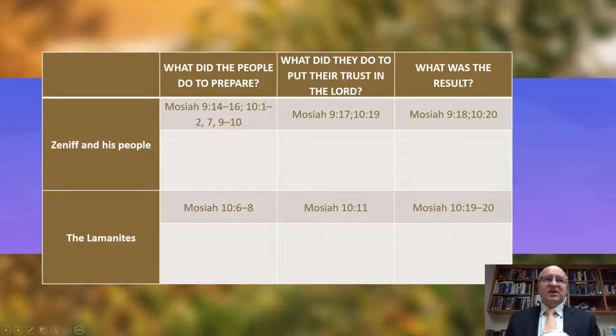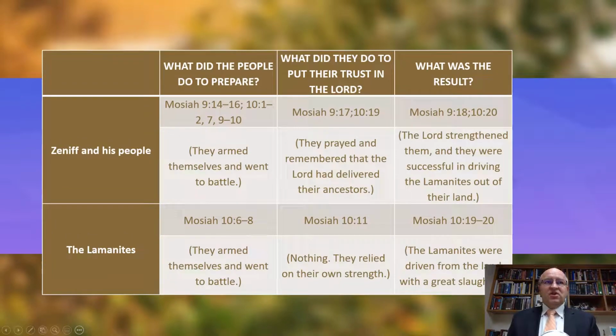So for Zeniff and his people, and just as you teach this, it may be good just to say, okay, let's search for these. Here's a little, I don't want to say a worksheet, but let's search and have you discover what the difference is in their preparation and in their putting the trust in the Lord and how the outcome is different. So you start looking at Zeniff and his people. They arm themselves and they go to battle. Now Lamanites here, they arm themselves and go to battle too. Zeniff not only arms themselves, but remembers to put their trust in the Lord. They pray. They remember the Lord has delivered their ancestors. They trust in the power of his might to be able to deliver them.